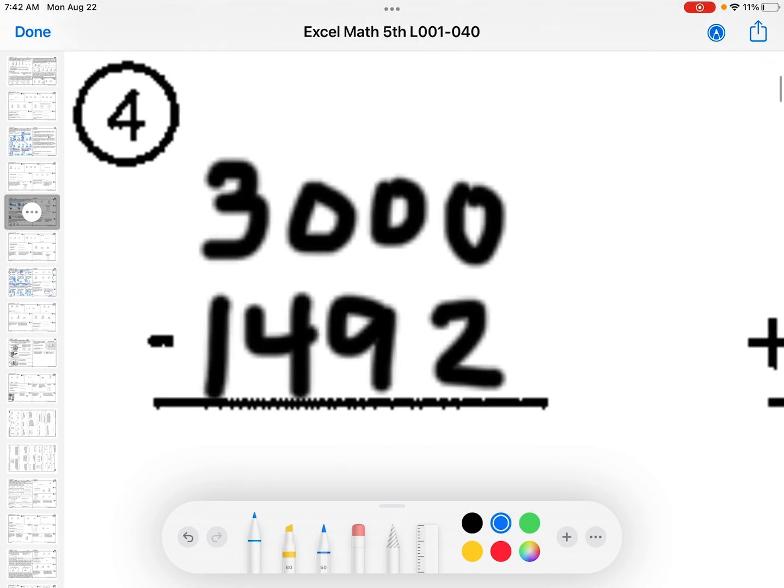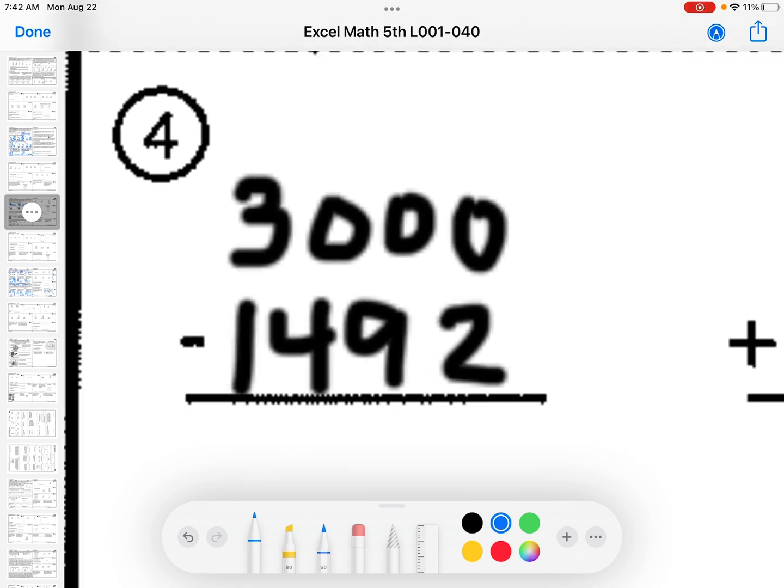Okay, here's the next problem for number 4. Pause the video, copy that problem, try it, do the addition to check it as well.